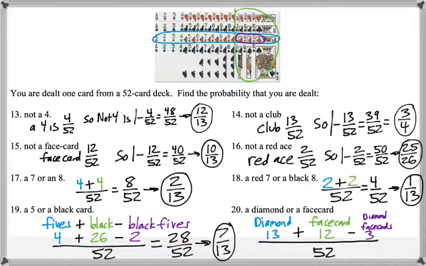So we need to take the 13 diamonds plus the 12 face cards and subtract the 3 diamond face cards. That will be 22 over 52, which reduces to 11 over 26.